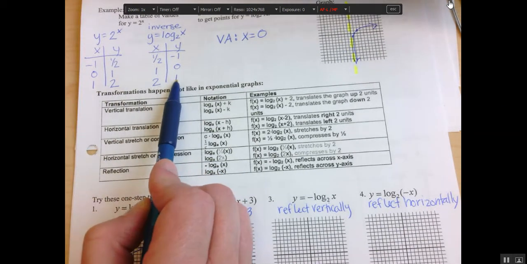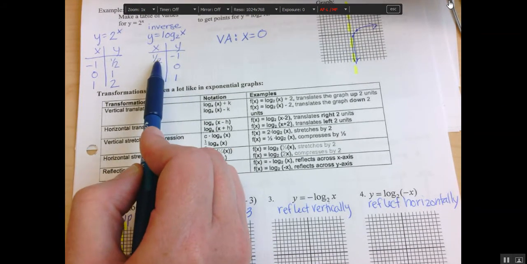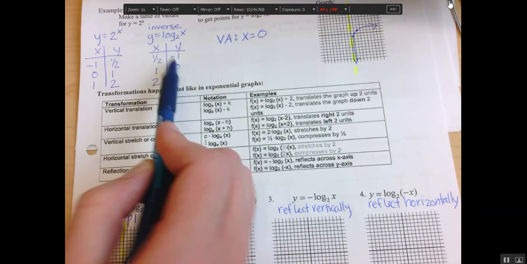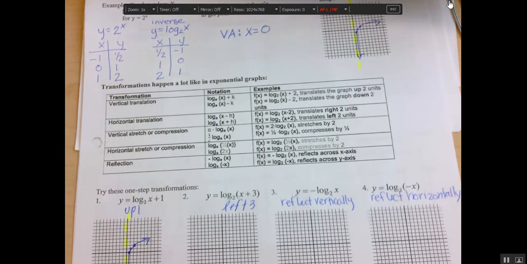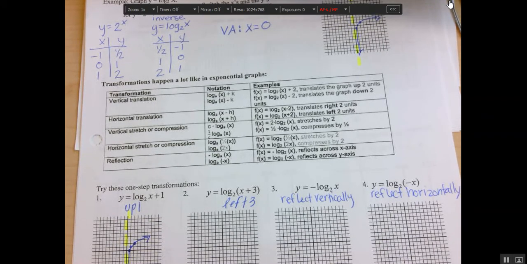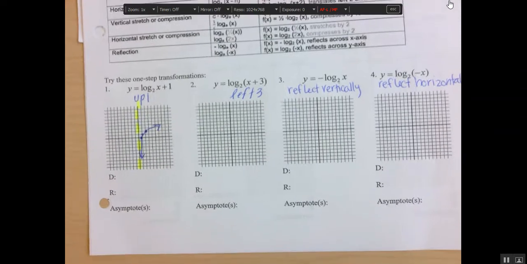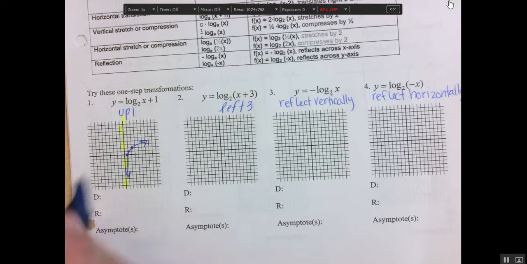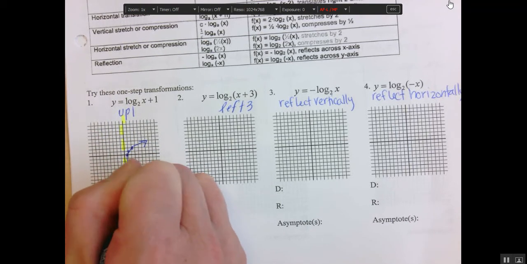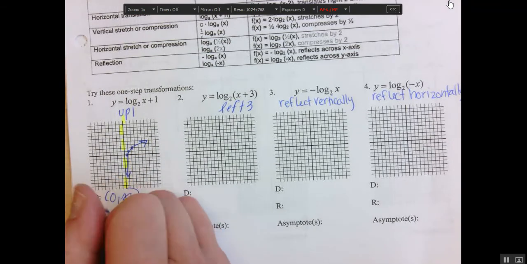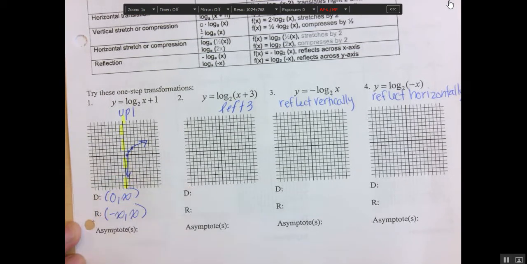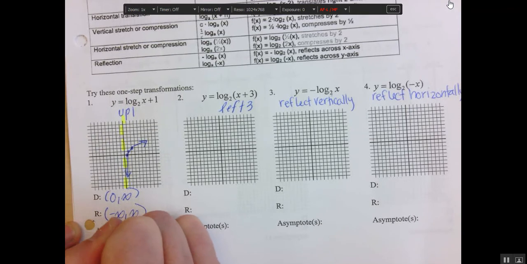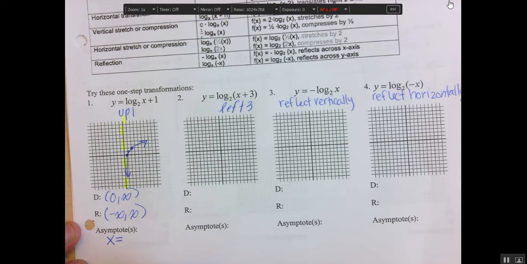Let's see. So this moved up to 2, 2. This moved up to 1, 1. And this is 1/2, 0, because the negative 1 moved up to 0. All right. Your domain starts right after what number? 0. So your domain is 0 to infinity. And your range? Negative to positive infinity. And your asymptote is x equals what number? 0. All right, so take a minute to try to finish up the rest of the transformations on this page, and then we'll turn the page and do more complicated ones.